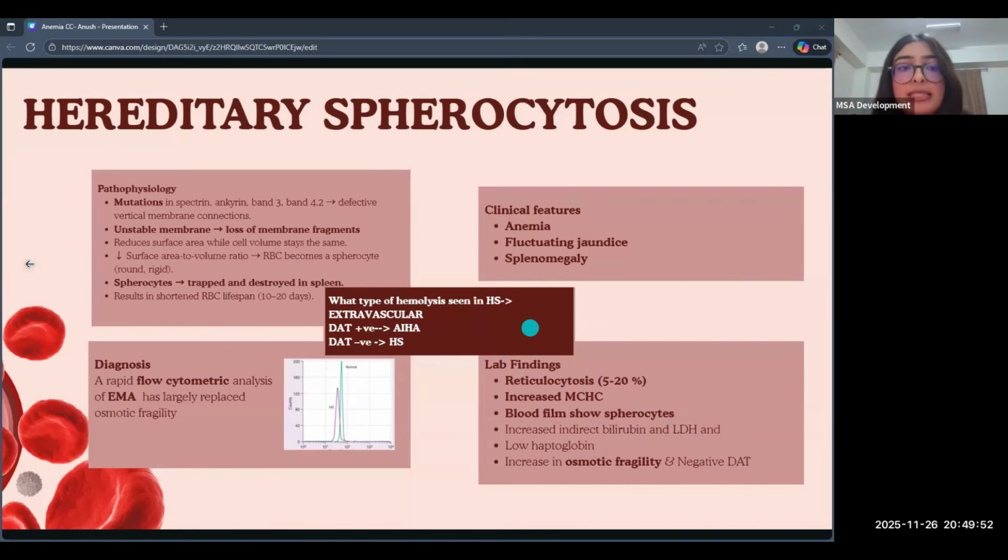So what type of hemolysis is seen in HS? We talked about it, it's extravascular. Why? Because it's happening in the spleen, causing splenomegaly.